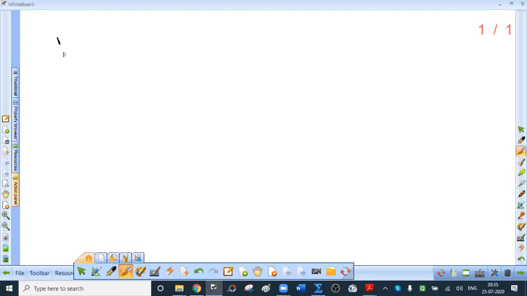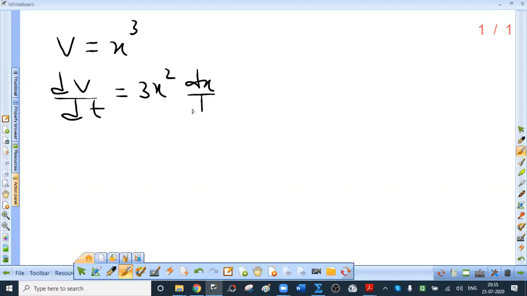Then, yes, see on the screen, what is volume? V equal to x cube. Then you have to write differentiating both sides with respect to t. So dv dt equal to 3x square dx dt. It's a playgroup sum, but will be asked in exam, board exam, for 2 marks.